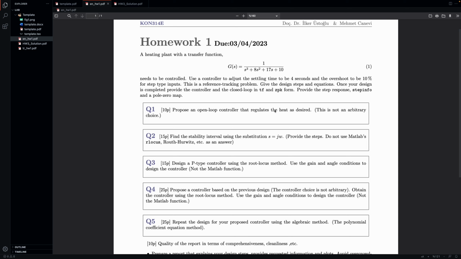So you have to maybe think about it a little bit, but you have to combine open loop and then you have to add some stuff to it to get the desired result. And this is a specific answer that we are expecting here.